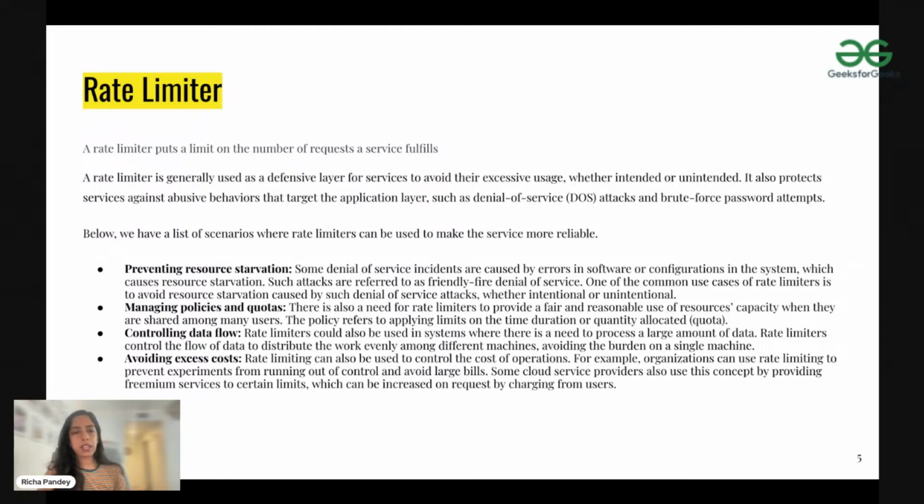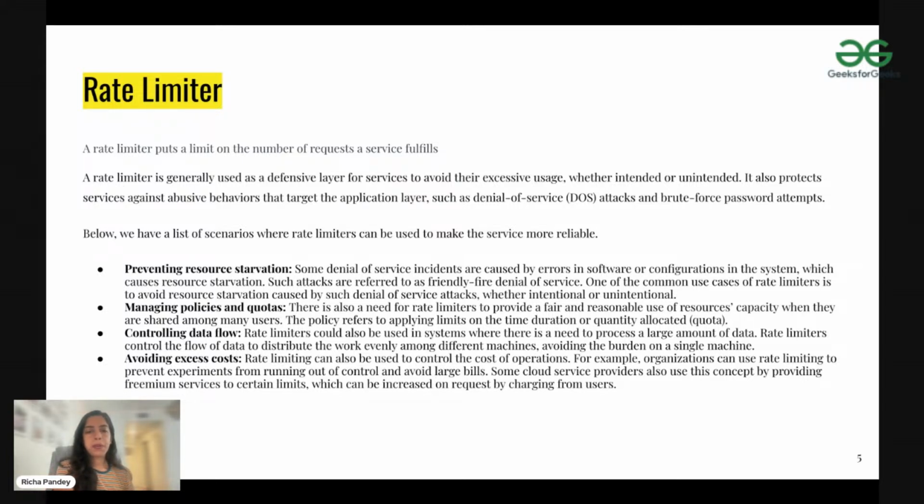Now, below are a few scenarios where a rate limiter is highly used. So first is preventing resource starvation. This is the same as what I told you. If 100 is the capacity of the server, we don't want to send anything more than that because that will just starve our resources. Whatever resources we have in a system will only be able to handle 100 requests.